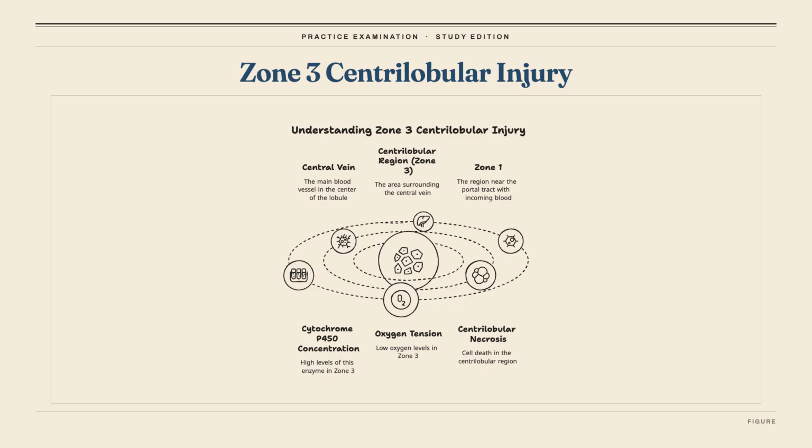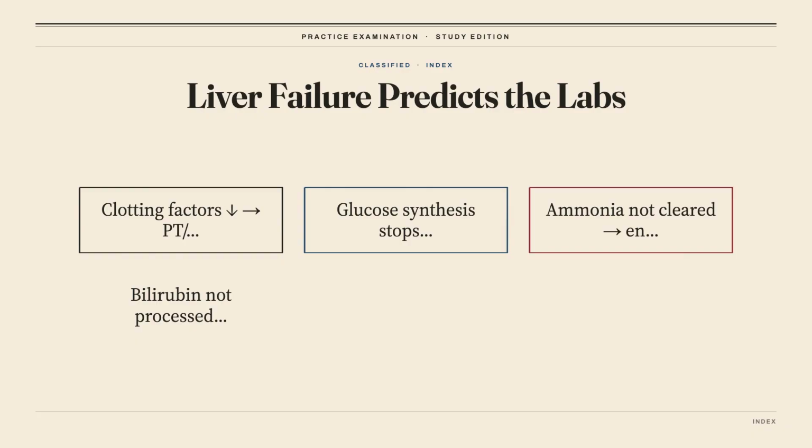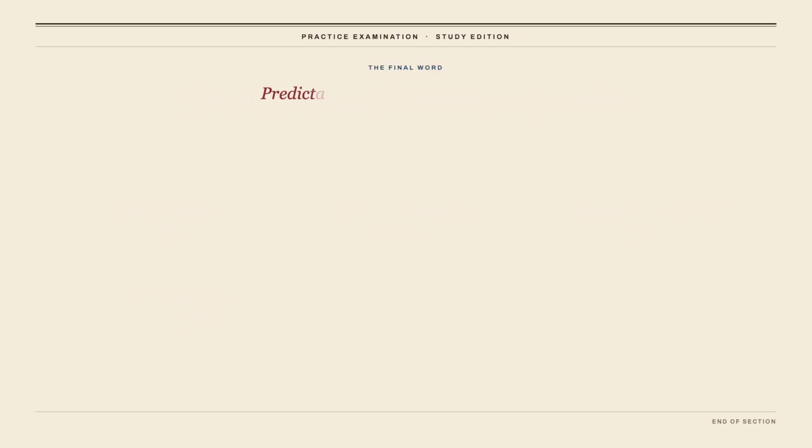But the damage isn't spread evenly. It concentrates in the centrolobular region, or zone 3, because that area has the most cytochrome P450 enzyme and the least oxygen, making it the most vulnerable and the site of the classic necrosis. Once enough hepatocytes die, every liver function fails in a predictable pattern. Clotting factors drop, raising the PT and INR, glucose synthesis stops, causing hypoglycemia, ammonia builds up, driving encephalopathy, and bilirubin backs up into jaundice. You can predict the whole lab picture just by knowing what the liver normally does.